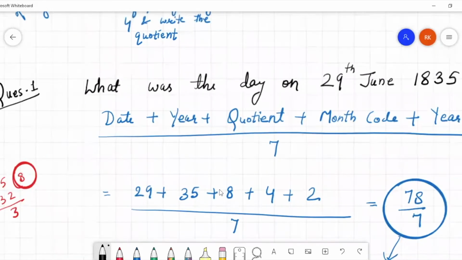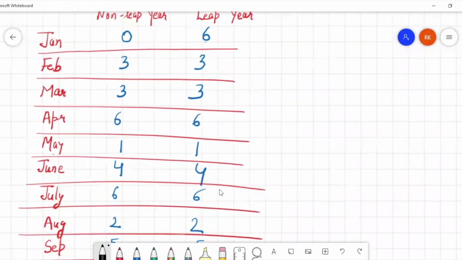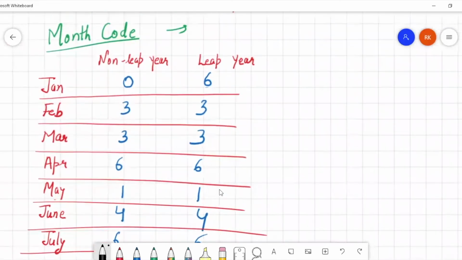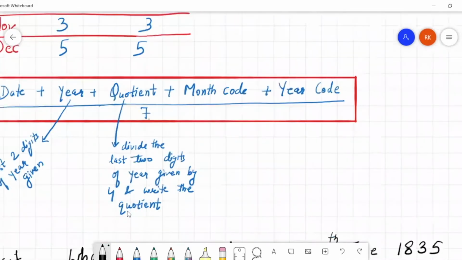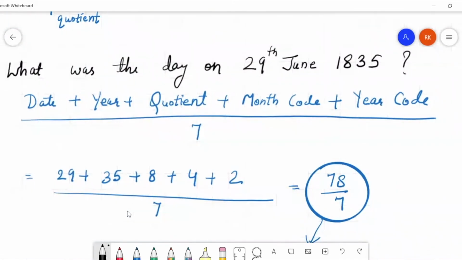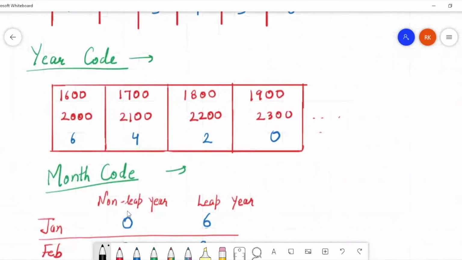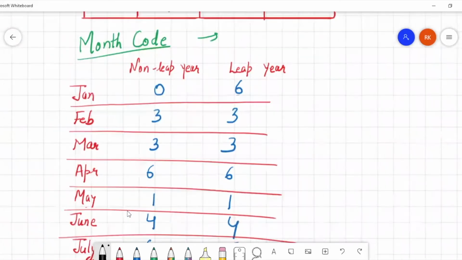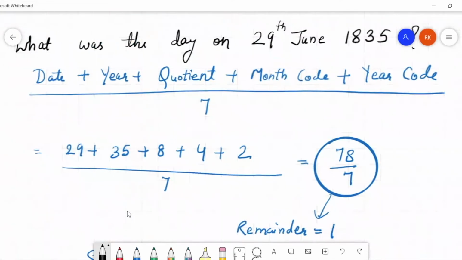Now month code. The month given here is June. So what you have to do? Just see the table for the month code. Here the month code for June is 4. That only you have to write in the place of month code. Okay. Now same with the year code. 1835 is the year given. So you have to see the table for 1800. The year code for 1800 is 2. So 2 will be the year code. Now after adding, we are getting 78 by 7.